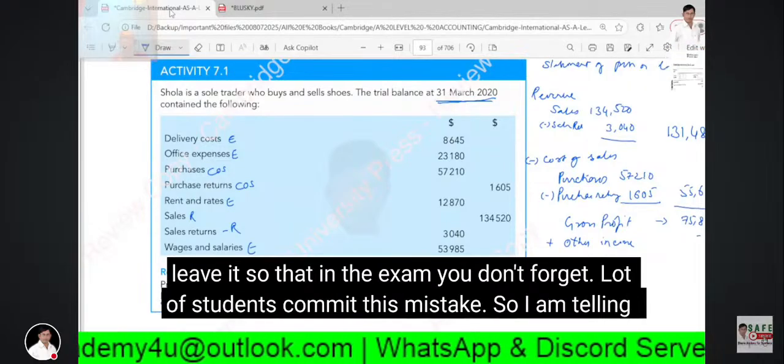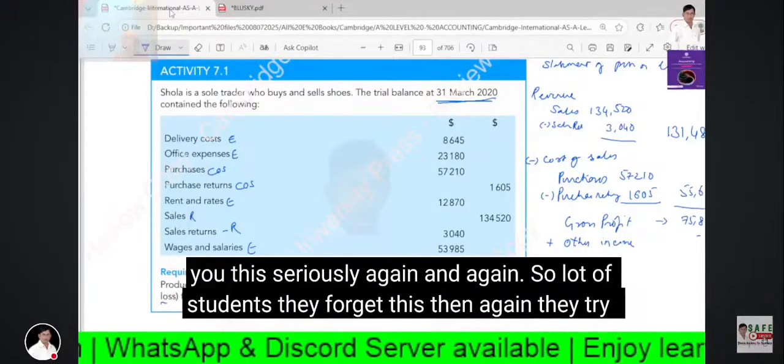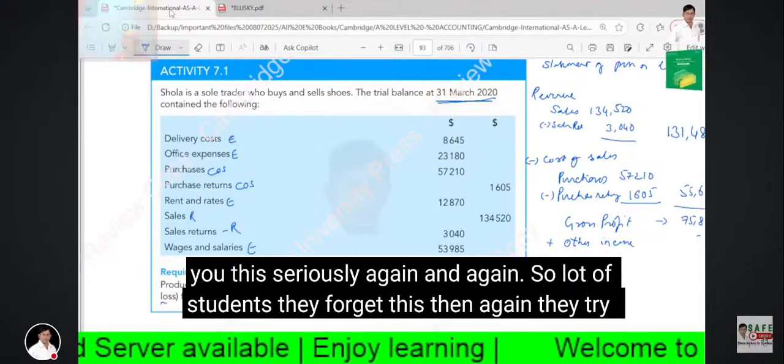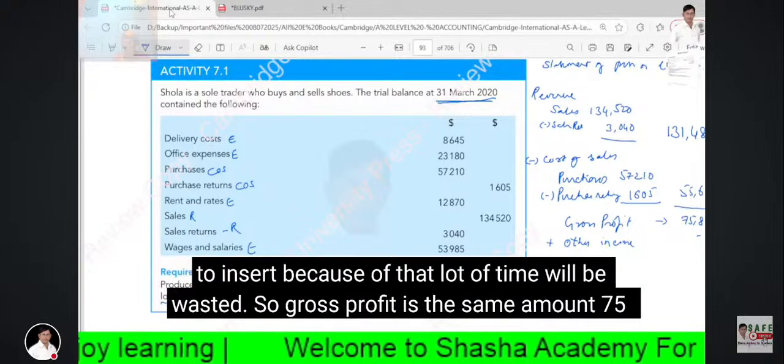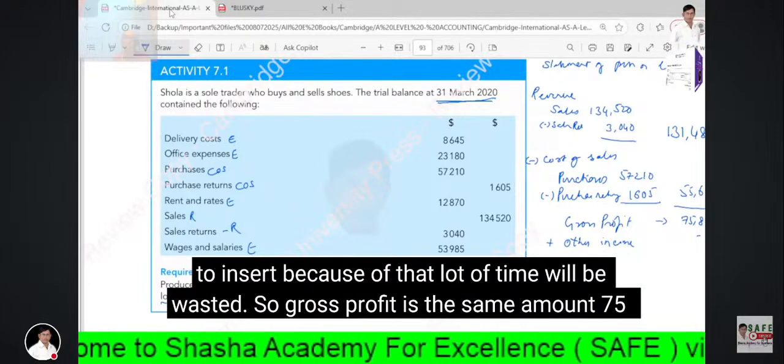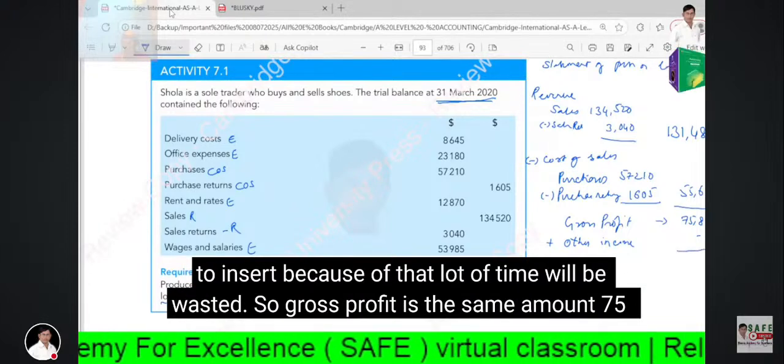A lot of students commit this mistake. I am telling you this seriously again and again. A lot of students forget this, then they try to fix it again, and because of that a lot of time will be wasted. So gross profit is the same amount, 7587.